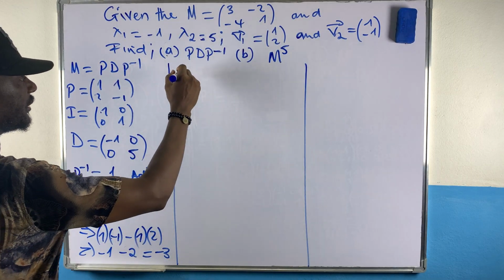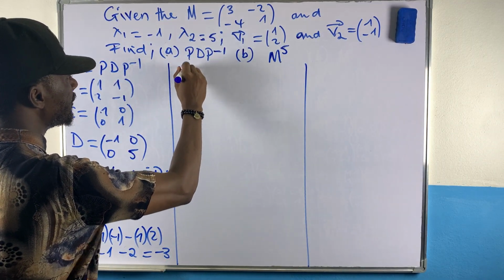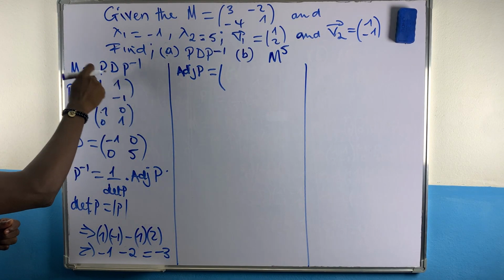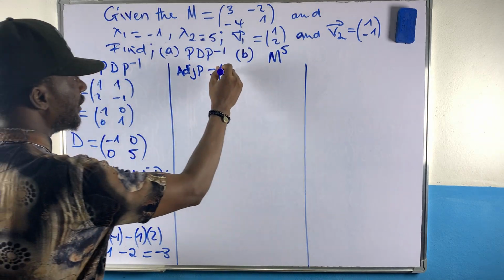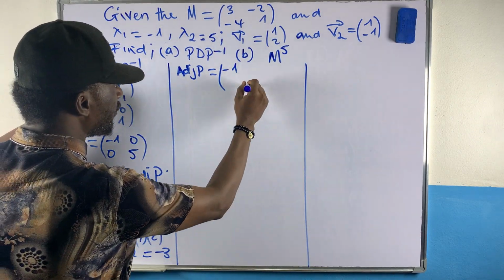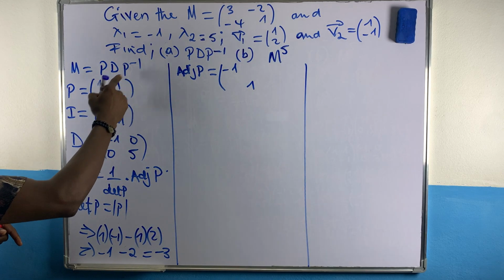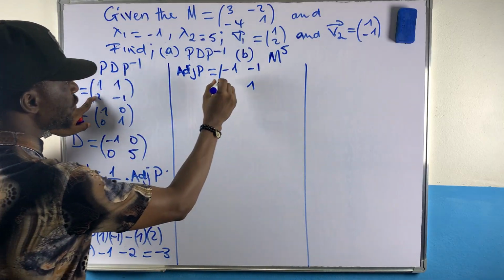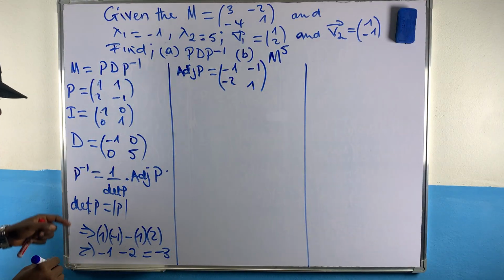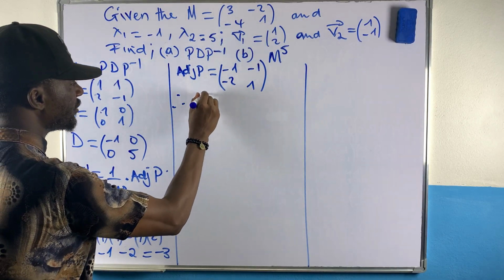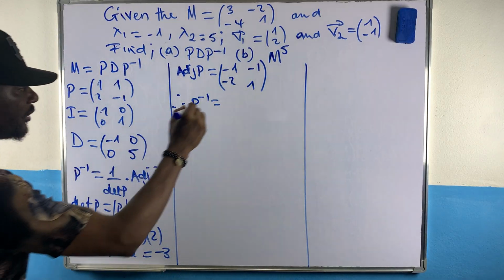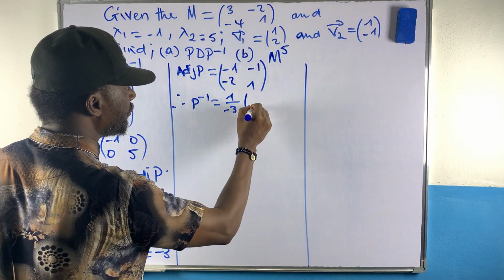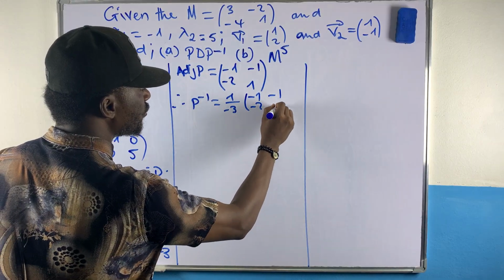So what is the adjoint? The adjoint of P simply means we interchange the position of the entries along the major diagonal. So here will be -1, then here will be 1. Then for the entries along the minor diagonal, we change only their signs. Since this is +1, it becomes -1. This one is +2, it becomes -2. So that is the adjoint of P. It therefore means P inverse will be, from this formula, 1 over the determinant, 1 over negative 3, multiplied by the adjoint, which is negative 1, negative 1, negative 2, 1.